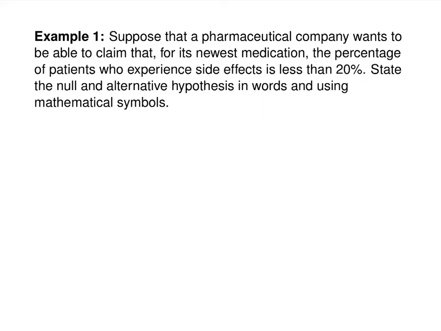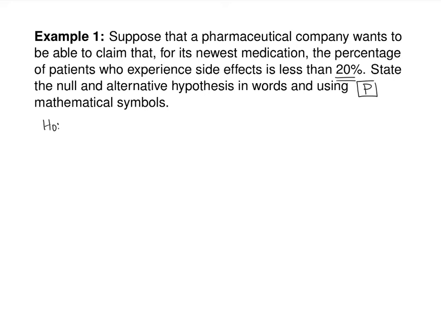So the first thing we'll do is take a situation and try to write the null and alternative hypotheses from the statement. Suppose that a pharmaceutical company wants to be able to claim that for its newest medication, the percentage of patients who experience side effects is less than 20%. The first thing you have to get is the right symbol. This is going to be P because it's a proportion.